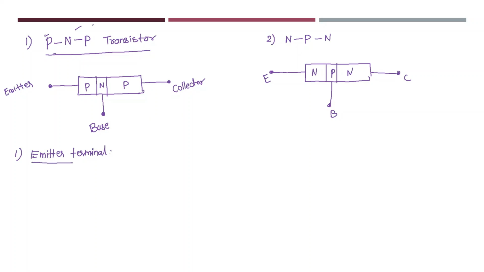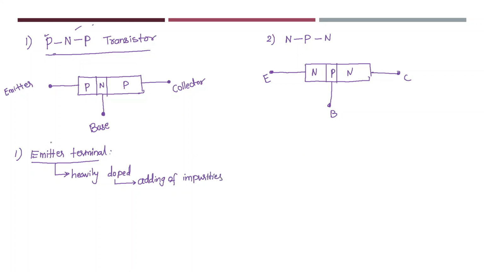Emitter terminal is heavily doped. Heavily doped. What is the meaning of dope? Doping is nothing but adding of impurities. Adding of impurities is called as doping.